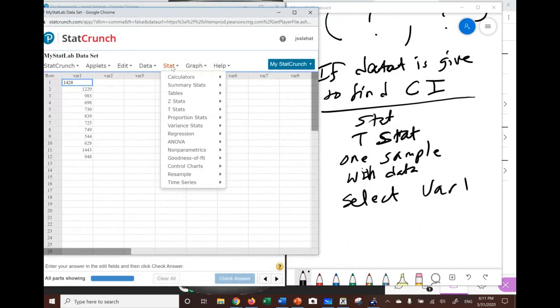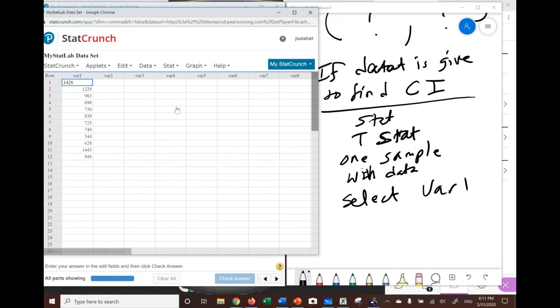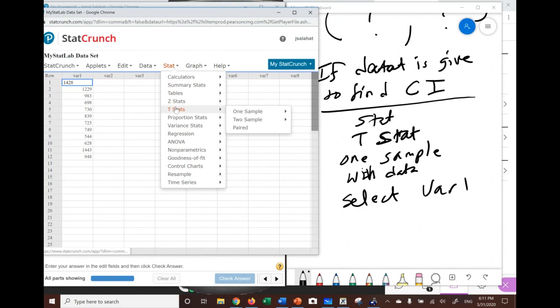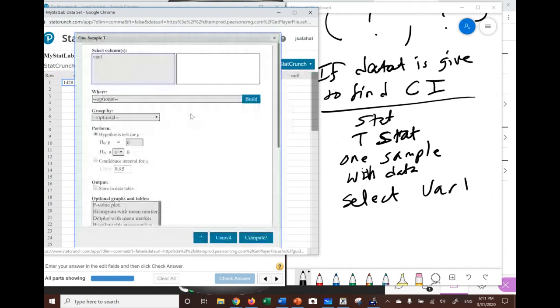Now I can go to Stat, T-stat, one sample, but look at this. I don't go to summary anymore. I go to data, and I tell my computer the data is under variable 1.